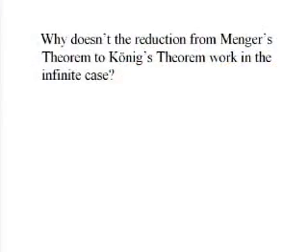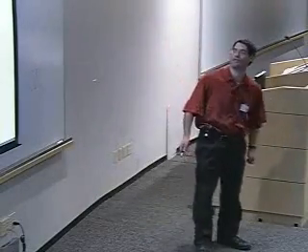And we have some reduction of Menger's theorem to Koenig's theorem. So what's the problem? Why doesn't the reduction from Menger's theorem to Koenig's theorem work in the infinite case? Any idea what might be the problem?